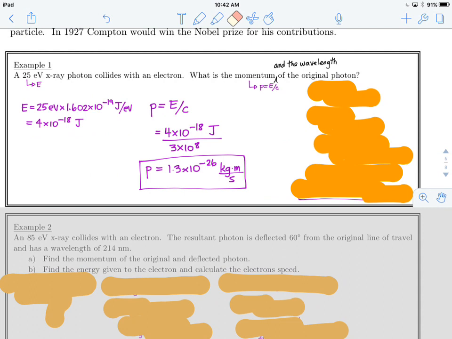Now let's look at finding the wavelength. We know that p is equal to h over lambda. So we're well on our way.